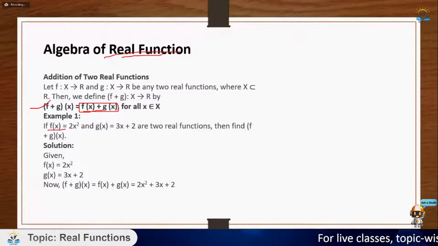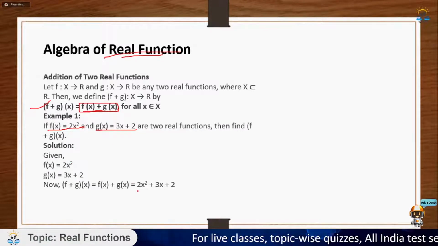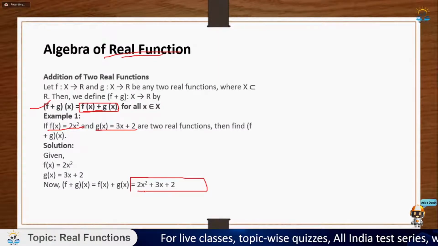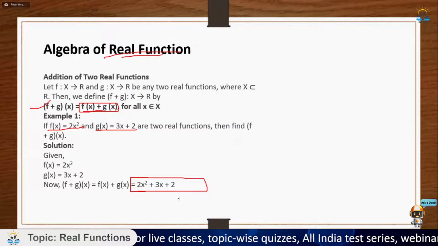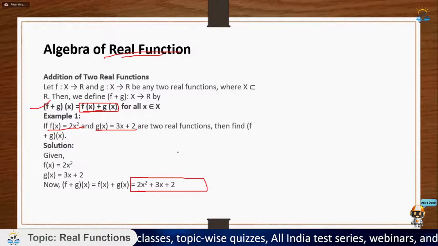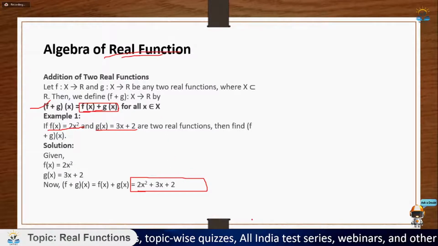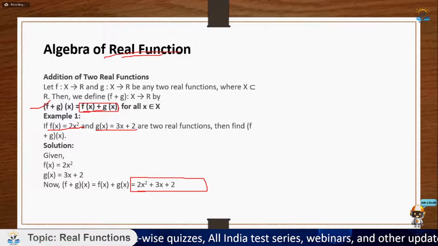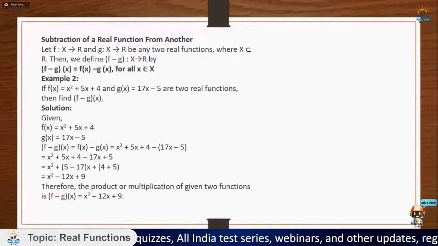So let's say f(x) is 2x squared, g(x) is 3x plus 2. So you can add them directly, like (f plus g)(x) is nothing but 2x squared plus 3x plus 2. So you can directly write it. I know you must have done it before, but just to start with, we put this in our slide. So let's move ahead.